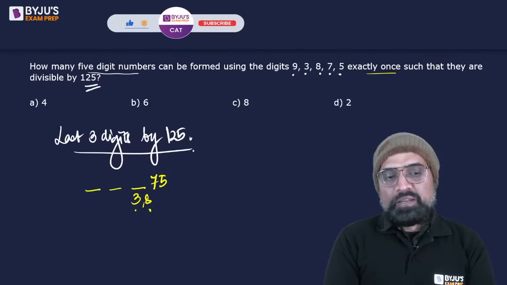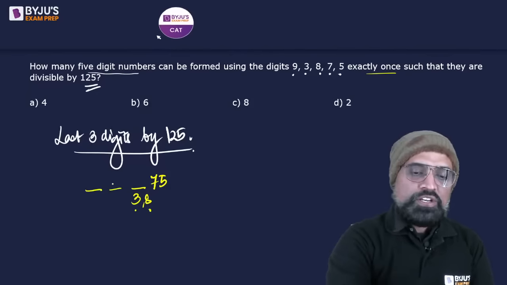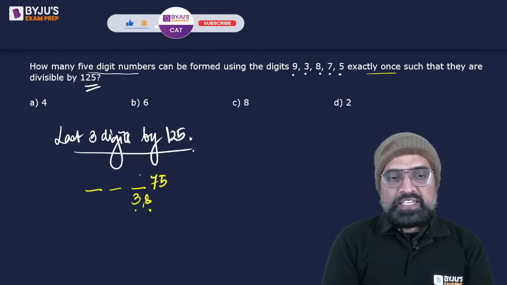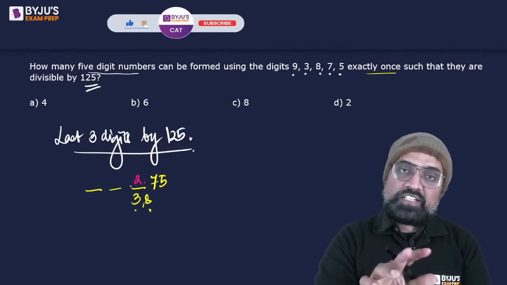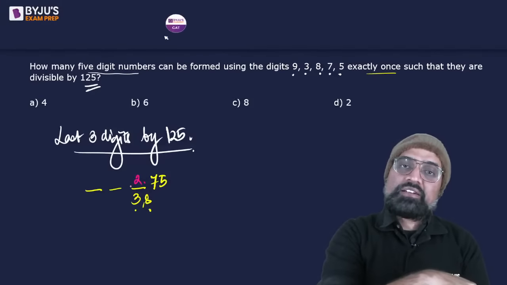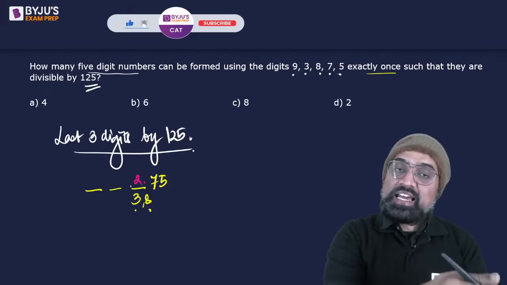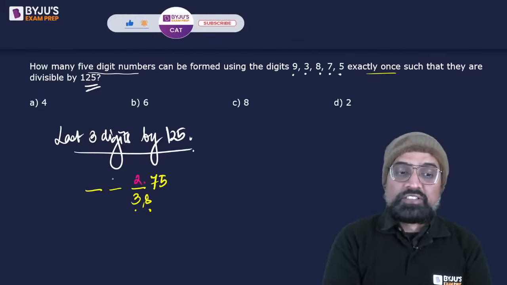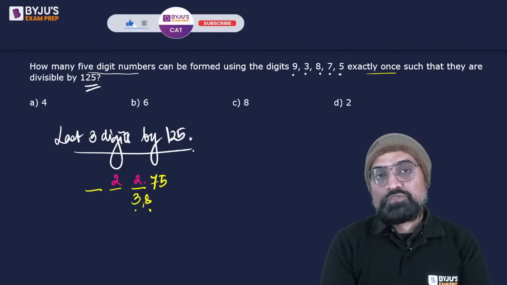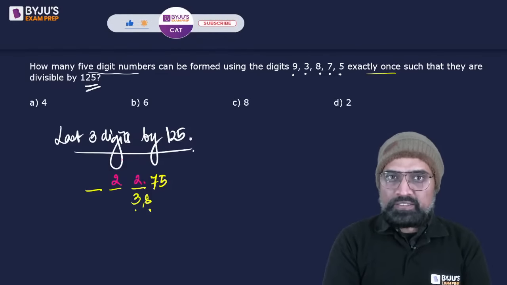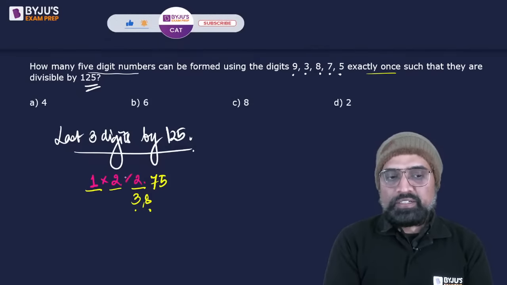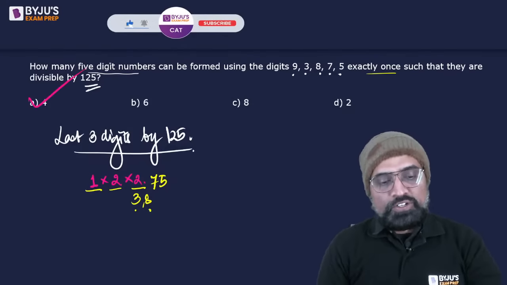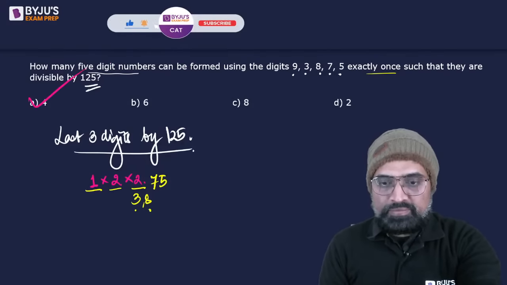So what about the remaining digits? Accordingly, we can choose. Whichever digit comes here, the remaining digit, which is 9, and one of the leftover digits, there are again 2 options for the digit at the 1000 place. And at the 10,000 place, we will be left with only 1 possibility. So there are a total of 4 such numbers.